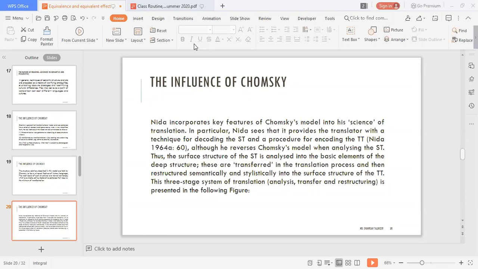The target text. I am again transforming the surface text structure. So the process is analysis, transfer, and restructure. Understood?